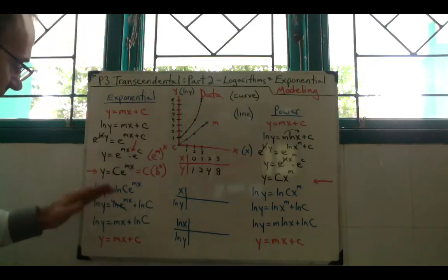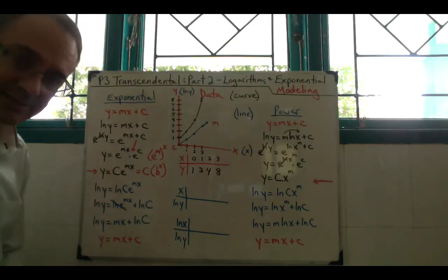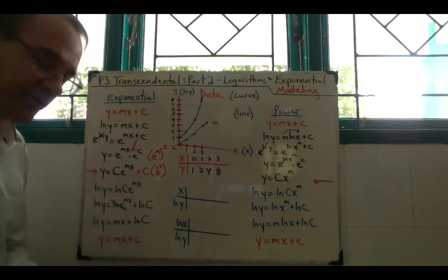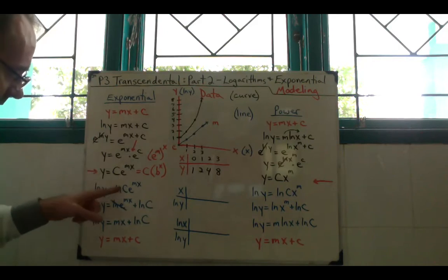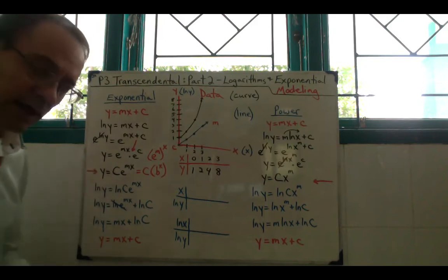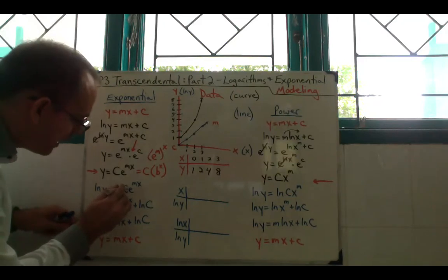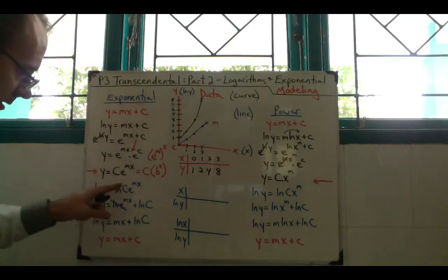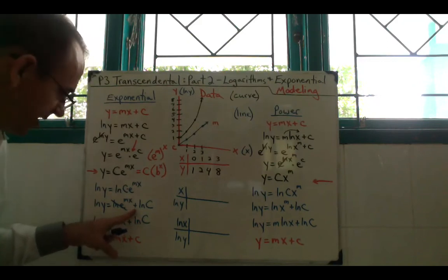If we want to go the other way, we're now going to ln both sides. Remember, you do the same thing to both sides of an equation. So we get ln y equals ln of c e to the mx. And remember your laws of logarithms. When you have a multiply, you can expand it into an addition.